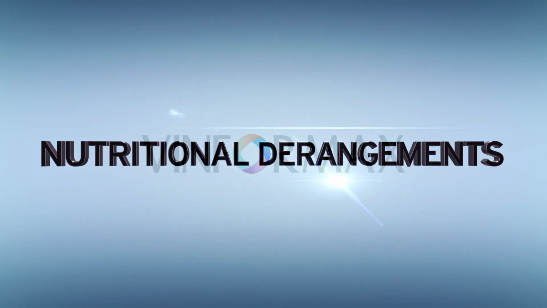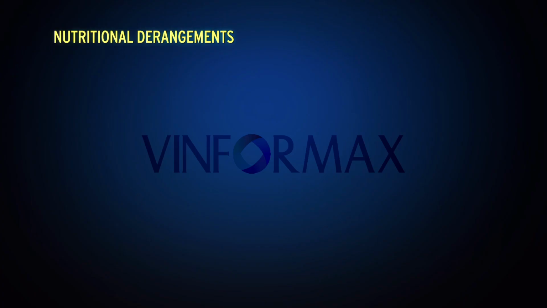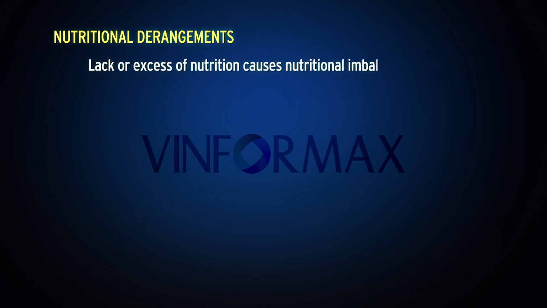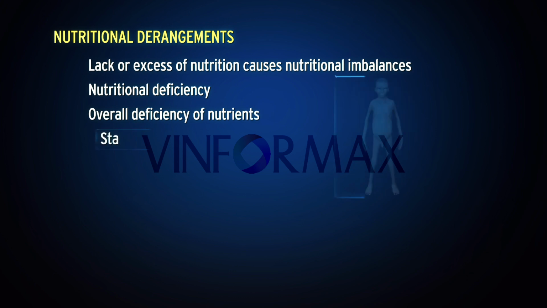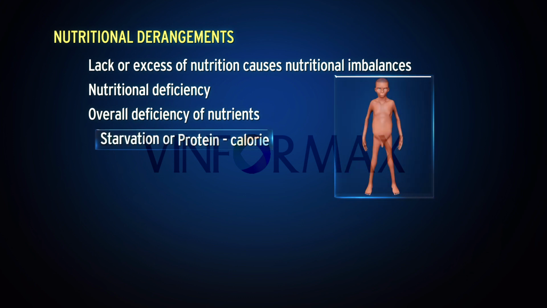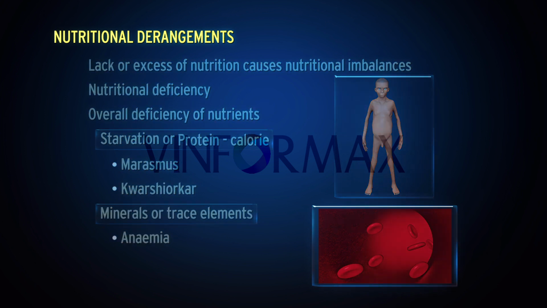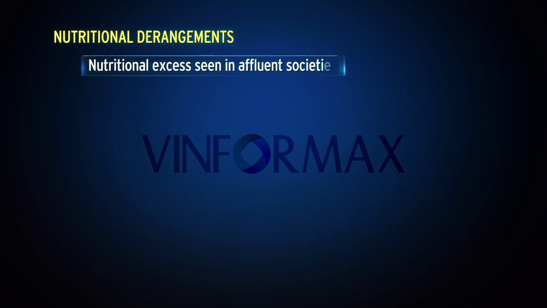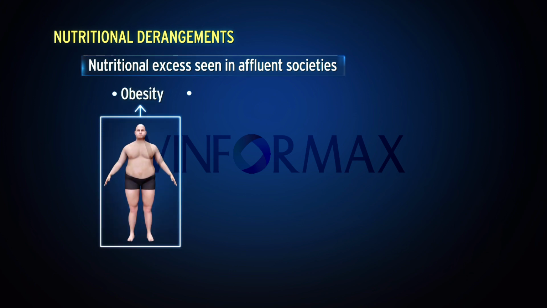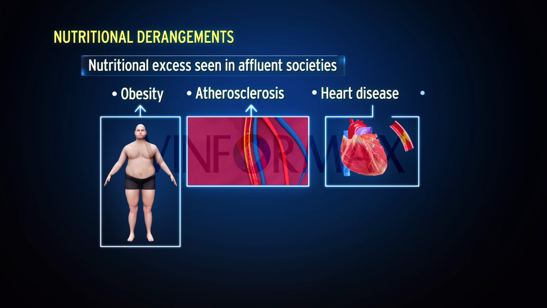Nutritional derangements. A relative lack or excess of nutrition can cause nutritional imbalances. This may include nutritional deficiency diseases due to overall deficiency of nutrients. Example: starvation, or protein-calorie malnutrition. Example: marasmus and kwashiorkor, or minerals or trace elements. Example: anemia. Nutritional excess seen in affluent societies resulting in obesity, atherosclerosis, heart disease and hypertension.